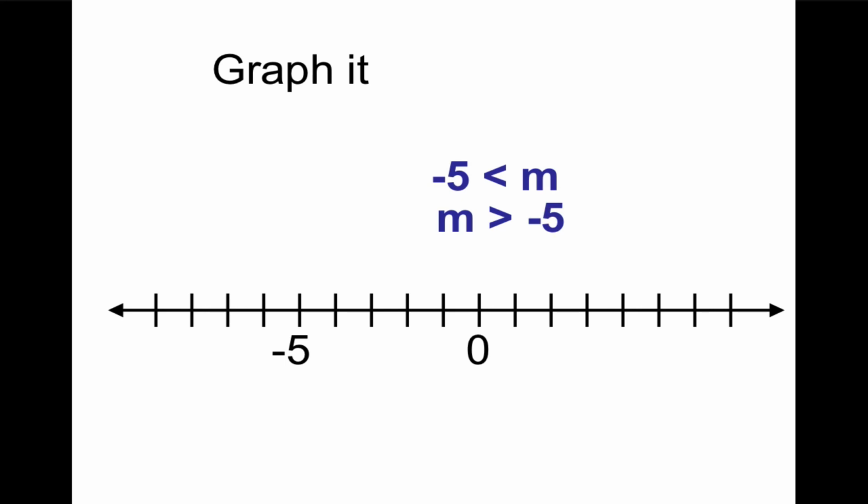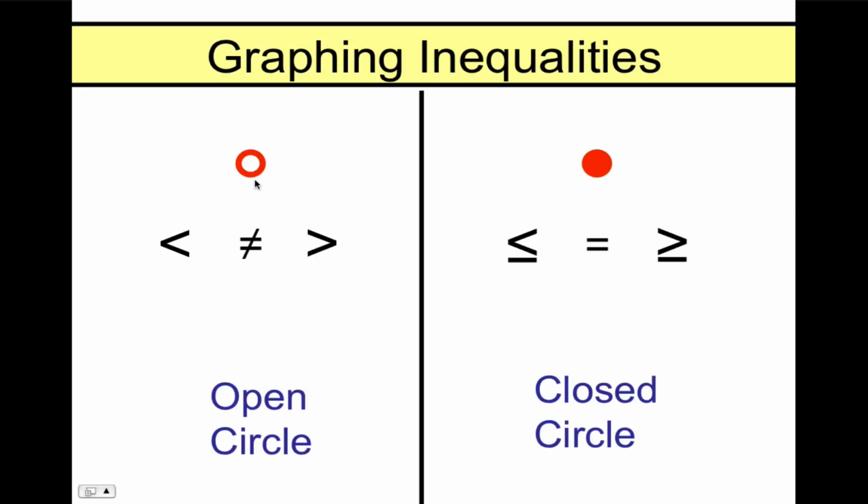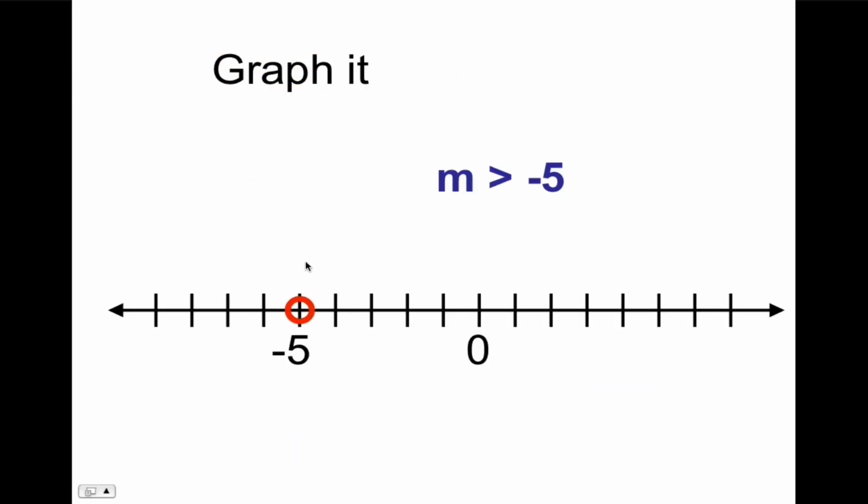So what type of circle goes around the border point? Once again, it's going to be an open circle because it's strictly greater, right? That means negative 5 is not really part of the graph. We're only talking about the numbers that are bigger or greater than negative 5, which includes negative 4, 3, 2, 1, 0, and all the positive numbers on the number line.